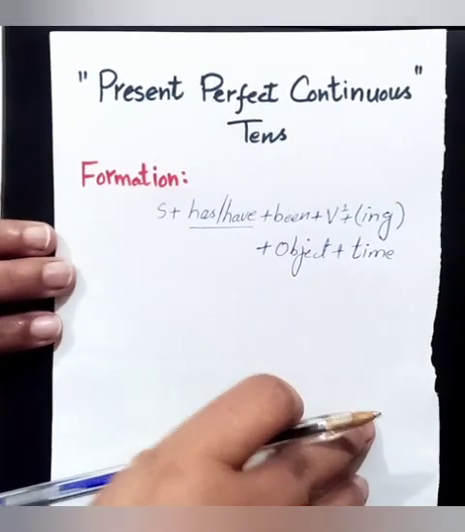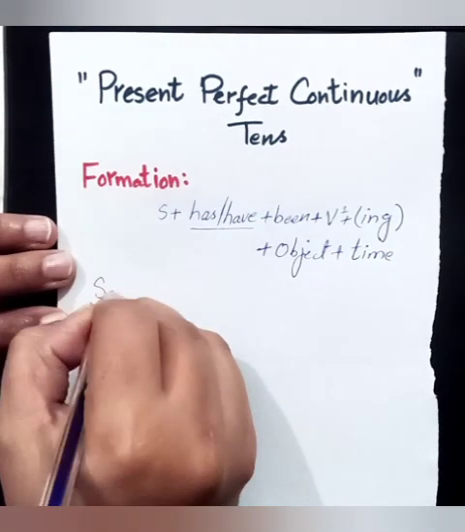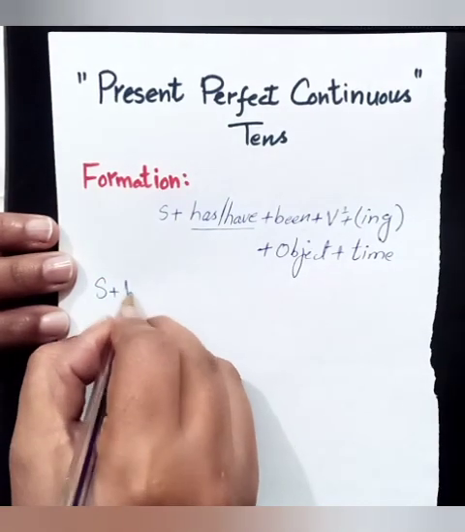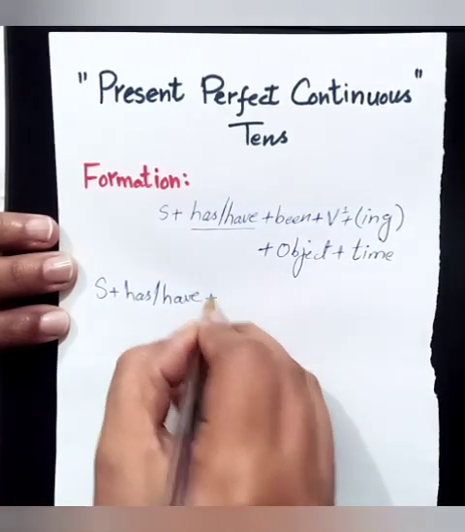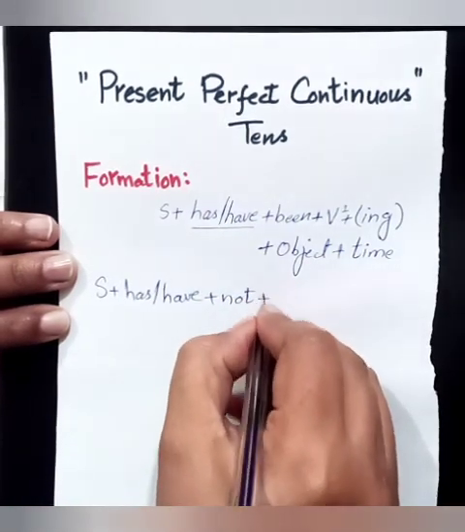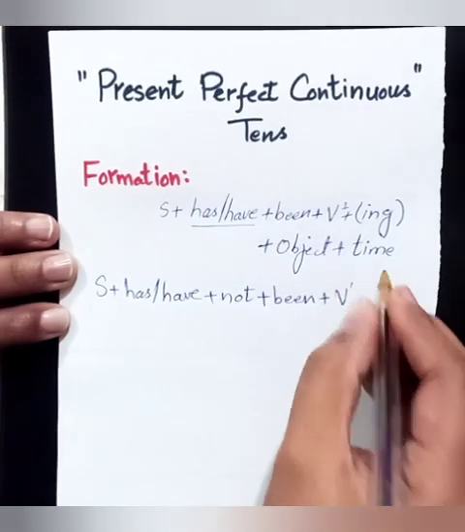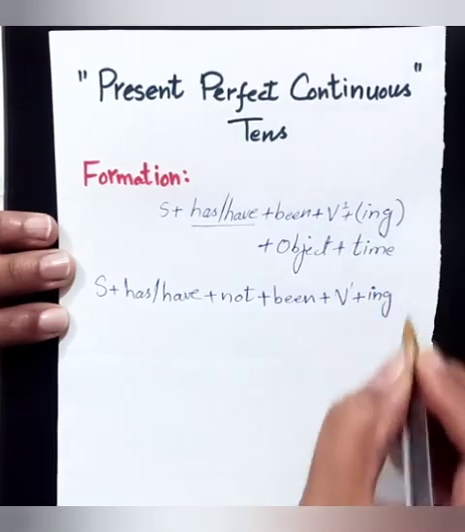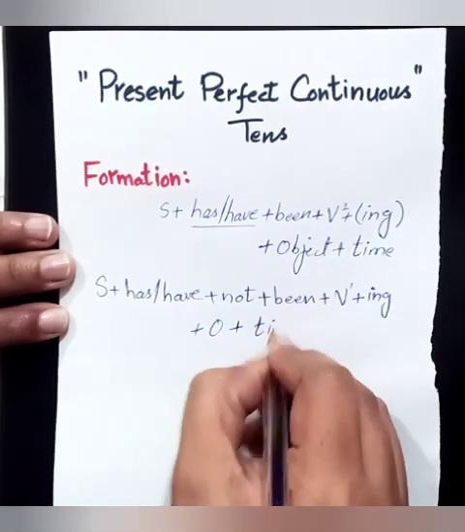Right? Now the formation for negative sentences is S, S stands for subject, plus has or have plus not. We will write not before writing being, plus being plus V1, that is the first form of verb, plus ing plus object plus time.